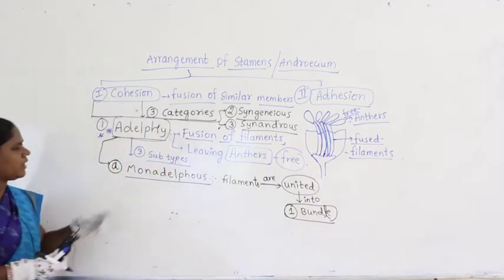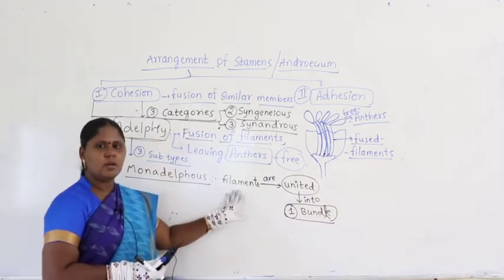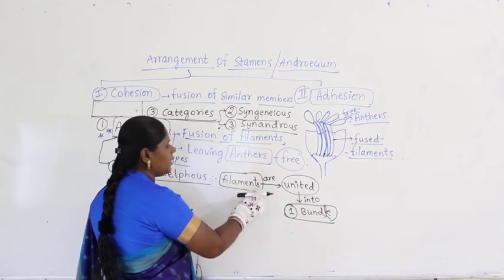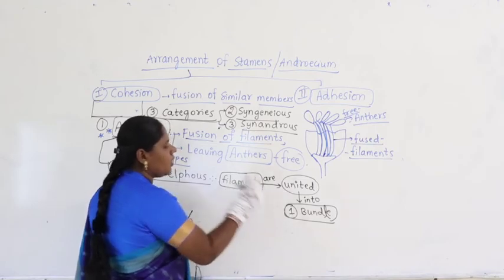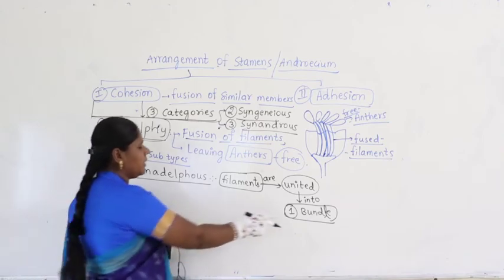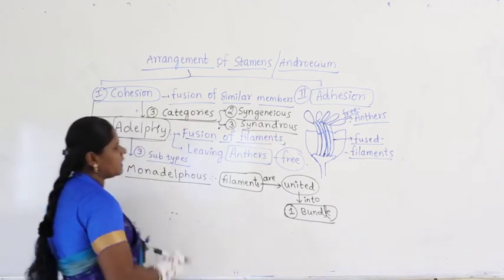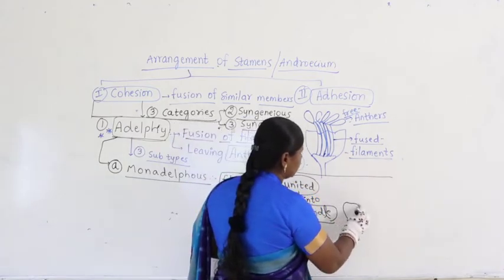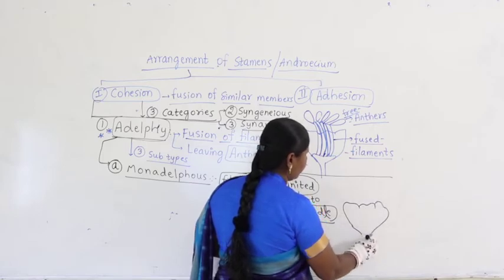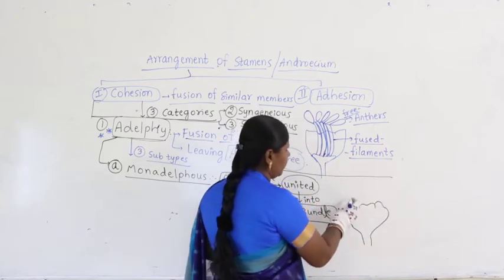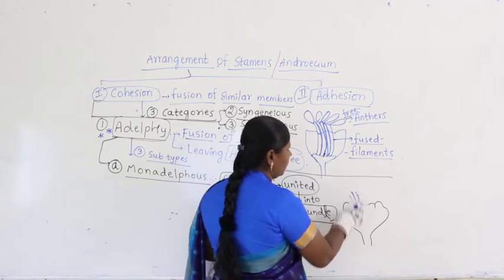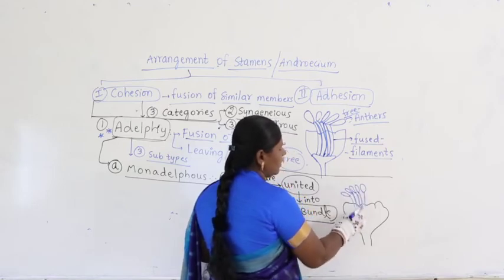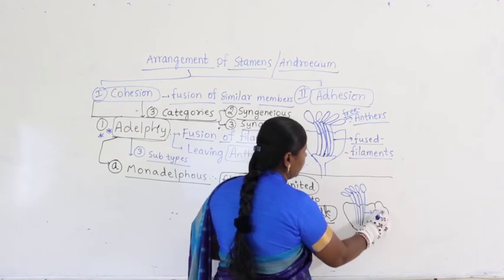I repeat again, Monadelphous means filaments are joined, filaments are fused, all filaments are united and they are united into one bundle. When you can see one bundle, then it is said to be Monadelphous condition. So, for this I am drawing the diagram. Let us say this is a flower diagram. In this same diagram, all filaments are joined together and form one bundle.